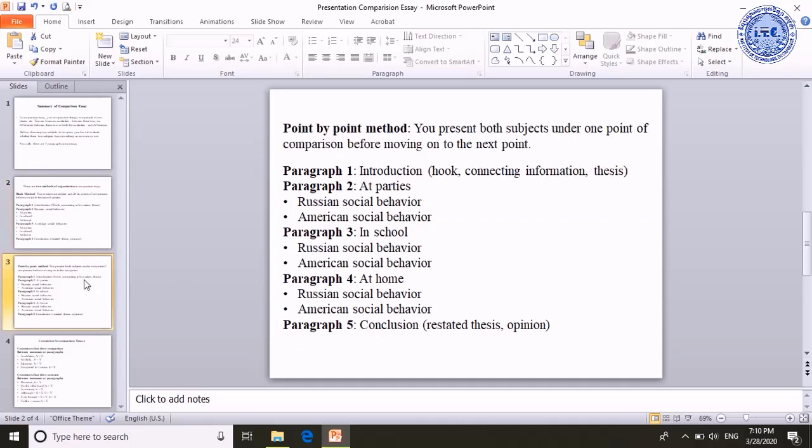For the point-by-point method, we have to present both subjects under one point. Mostly the writer is likely to use the point-by-point method because it is easy to notice the differences or similarities between these two subjects.